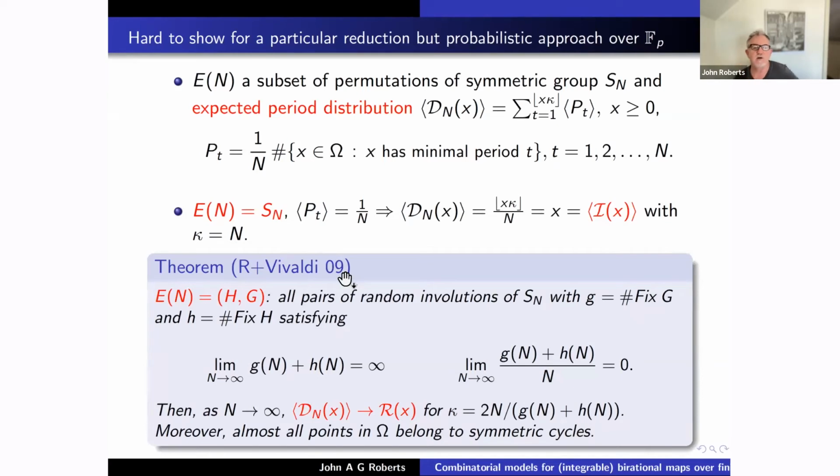Way back in 2009, Franco and I looked at the subset of the permutations that are the composition of two random involutions of S sub n, with particular constraints on the fixed sets of these involutions, but they're fairly broad constraints. As n grows, the size of the space grows, and so does the sum of the cardinalities of the fixed sets, but they don't grow fast relative to the space. And then we showed that in expectation, we would get exactly what we hypothesized was the distribution R of x, 1 minus e to the minus x times 1 plus x.